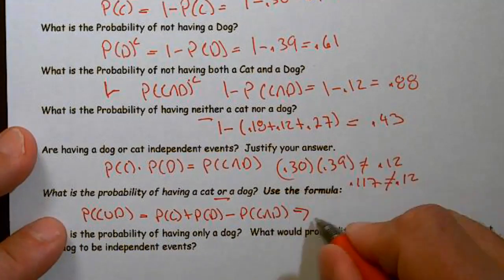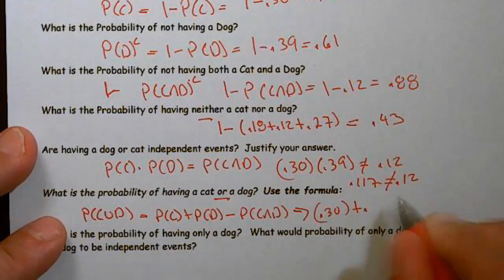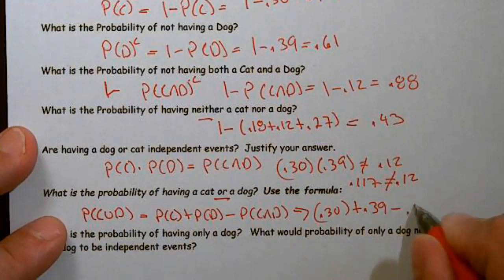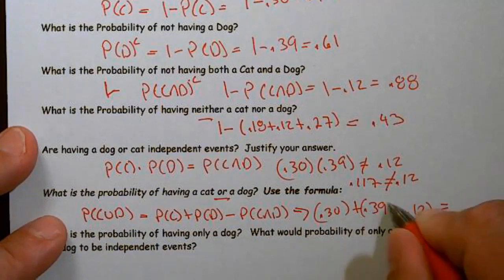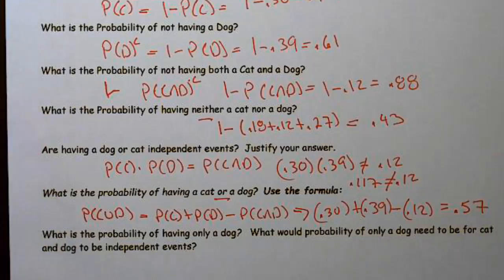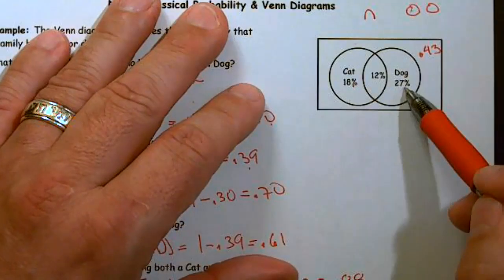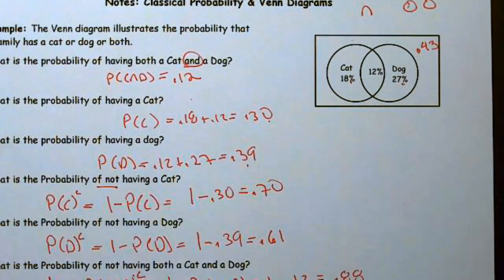Probability of cat, 0.30, probability of dog, 0.39, minus the 12% intersection equals 0.57. All right, so there's a 57% chance that a randomly selected family will own a cat, or that they'll own a dog, or that they'll own both.